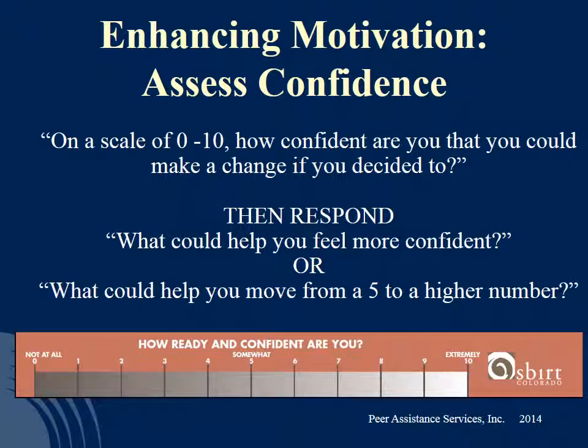Another way to enhance motivation is to explore and assess confidence. Although ambivalence is a major reason that people have difficulty changing, many people also experience a lack of confidence and are not very hopeful that they're able to change. So it can be very helpful to explore their confidence, again using a 0 to 10 ruler. And it would sound like this.